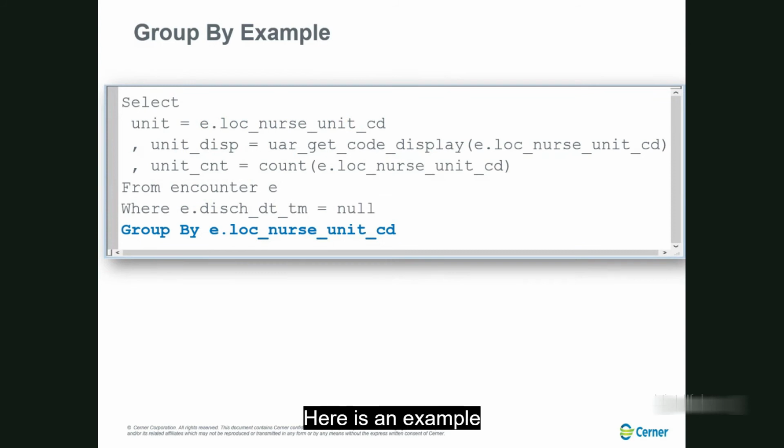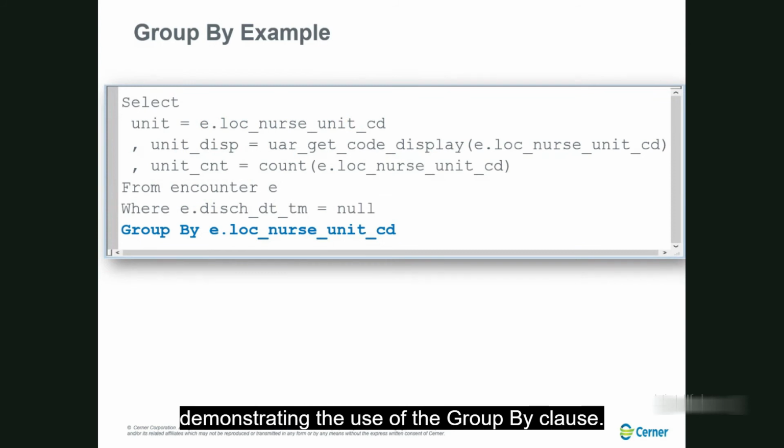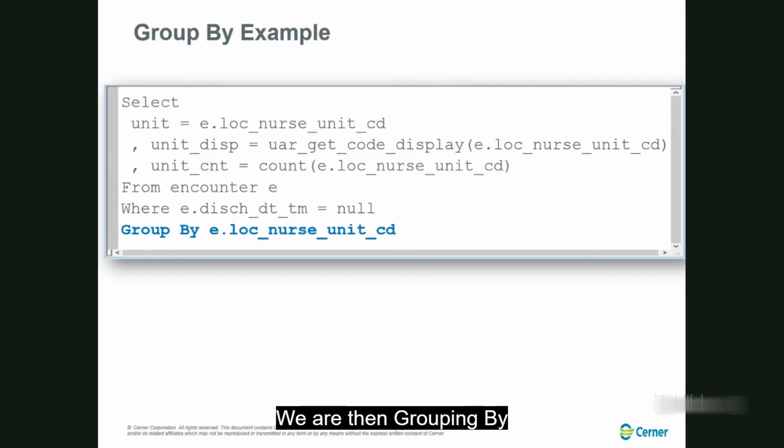Here's an example demonstrating the use of the group by clause. We are specifying that we only want active encounters by qualifying on the discharge date time field equal to null. If the encounter has not been discharged, then it is still an active encounter. We are then grouping by the loc nurse unit code so we can see the count broken down by the nursing unit. Notice that we limited our selection list to just the group by expression in an aggregate.